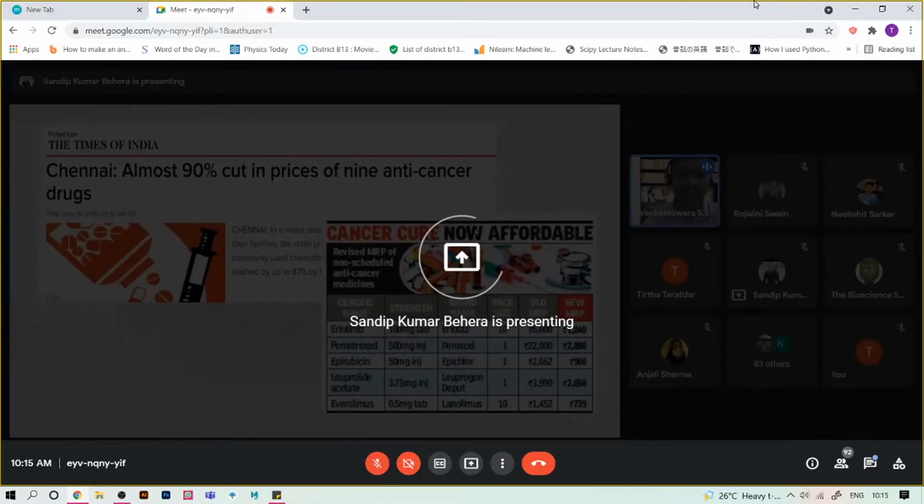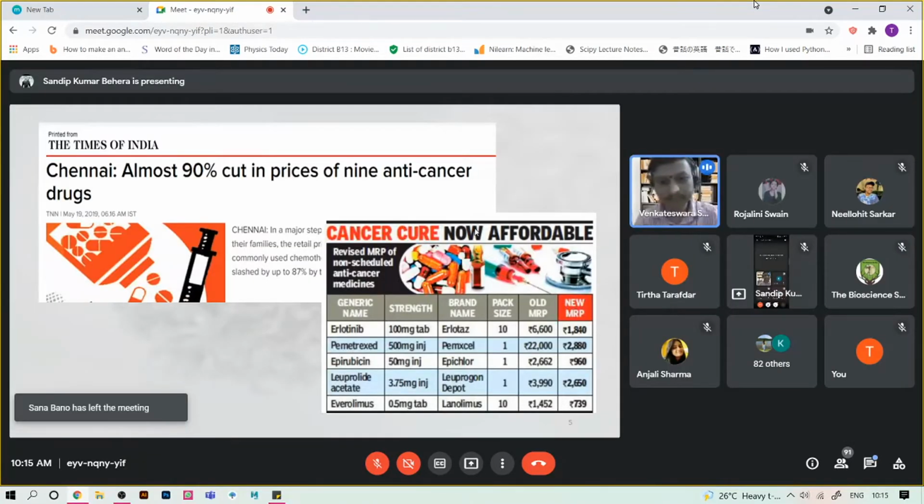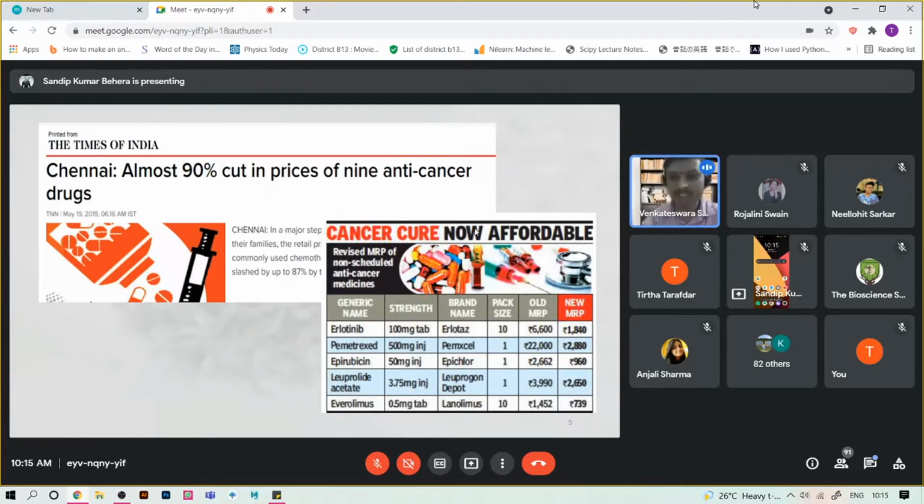So here we can see the generic name, nothing but the main name of the drug. Gefitinib, the 100 mg tablet, pack size of 10 tablets. The previous rate was 6,600. So now it has come down completely to 1,840 rupees. So like this, now everybody is looking for a decrease in the price of cancer drugs from a higher level to a lower level so that they can reach the poor people of our Indian country.